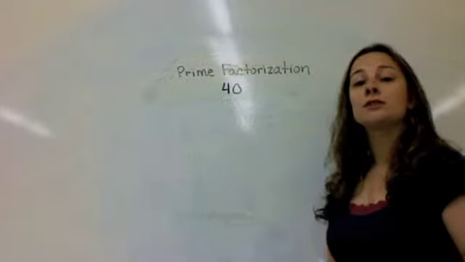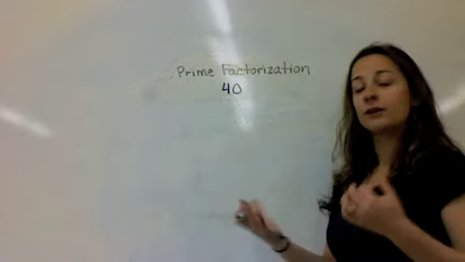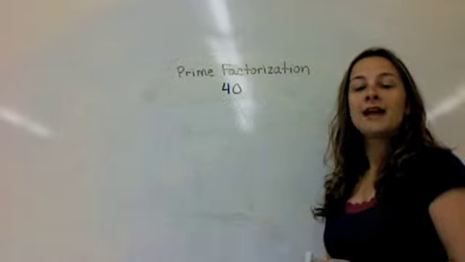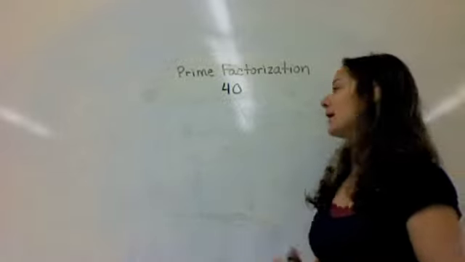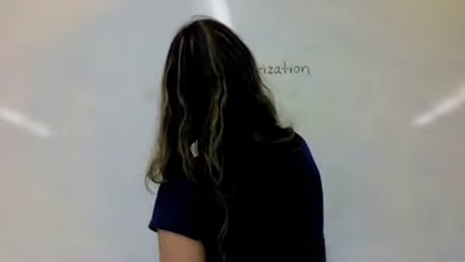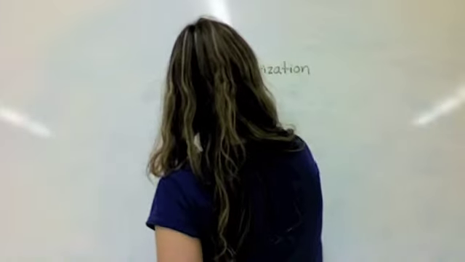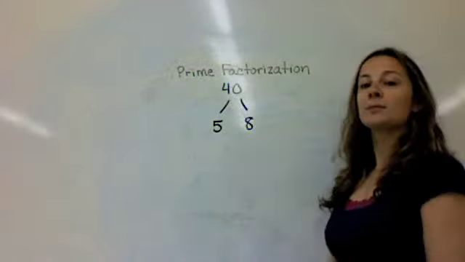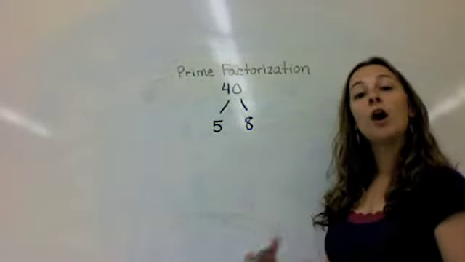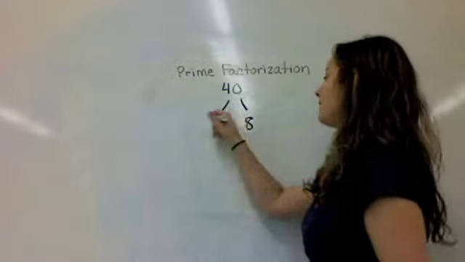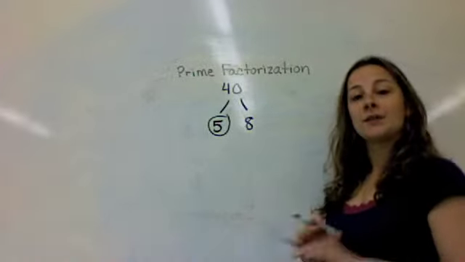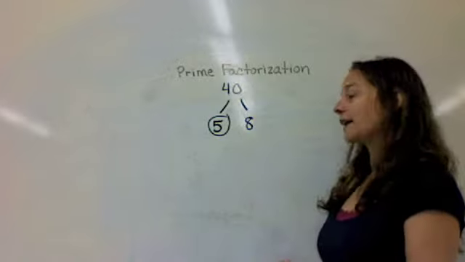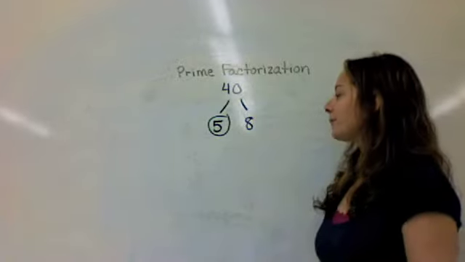So I'm going to choose 5 and 8. You could have chosen 2 and 20, you could have chosen 10 and 4, any of those would be possible. In choosing 5 and 8, I'm starting out with 5, which is a prime number, and ultimately I want all prime numbers, so I'm going to circle 5. That's a number that we're not going to touch at this point. That's already a prime number, and we know it's a factor, so we're going to leave that alone.